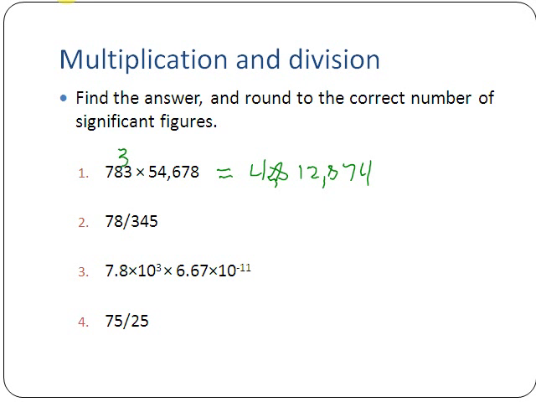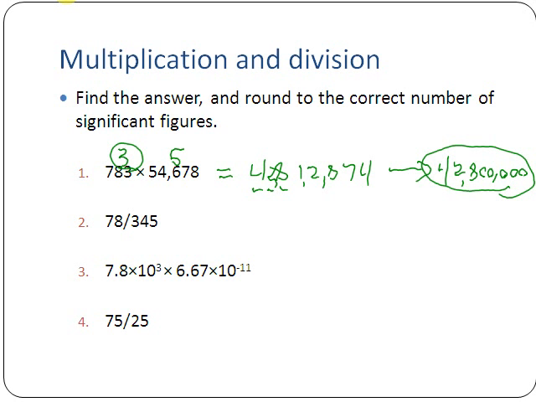783 has how many? Has 3. 54,678 has 5. Which one is going to be the smallest number? 3 is. So we're going to round this to the third place. 1, 2, 3. So our rounded answer is going to end up being 42,800,000, because the 1 right here is going to round down. So that's our first answer right here.